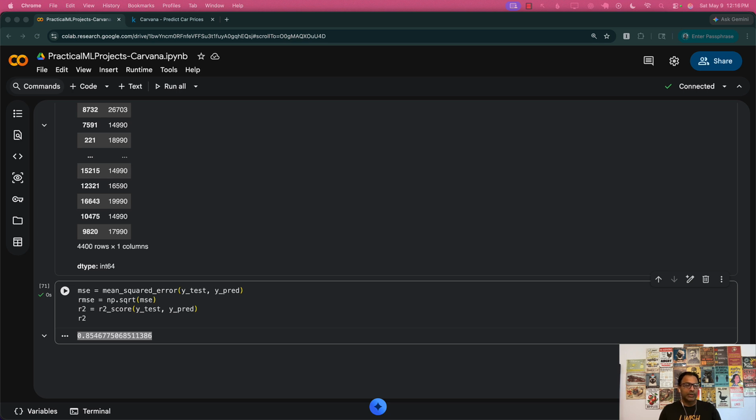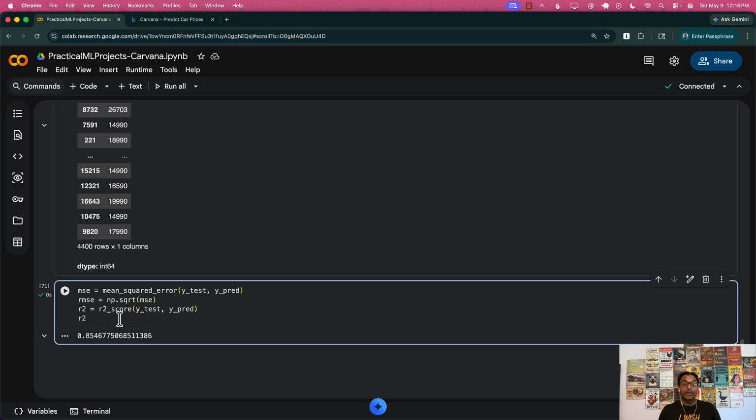It will be in the range of 0 to 1. 0 will be pretty bad. I mean, the model didn't really learn anything. It cannot predict anything. And 1 will be perfect. So we are at 0.85. So we are in a very good range. We're doing pretty good. And what this is going to tell us is the model explains about 85% of the variation in car prices.